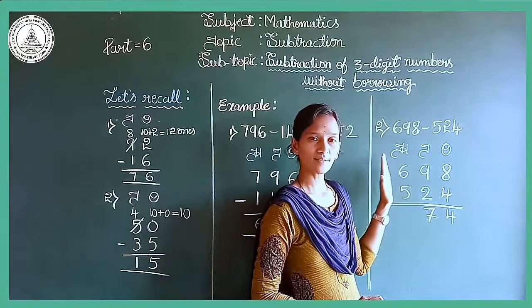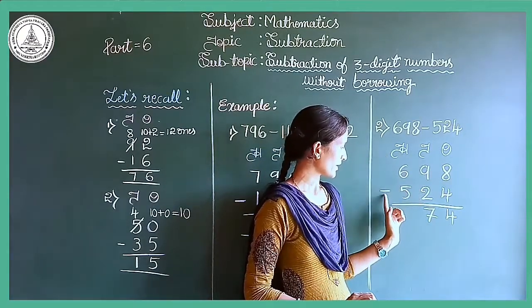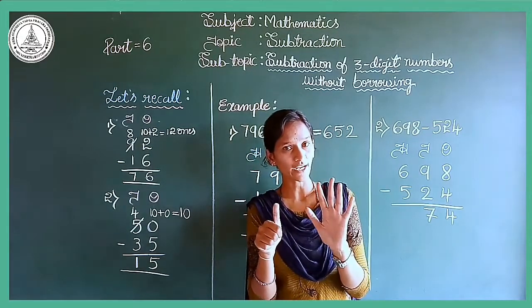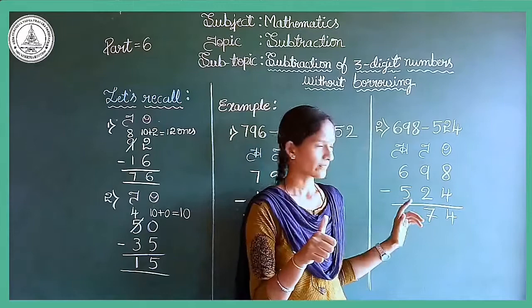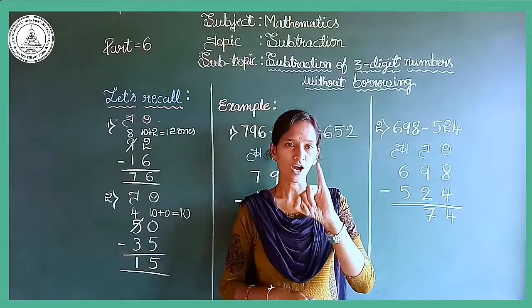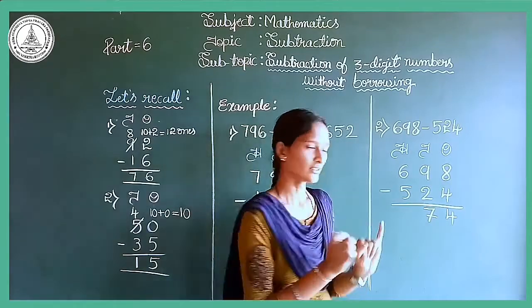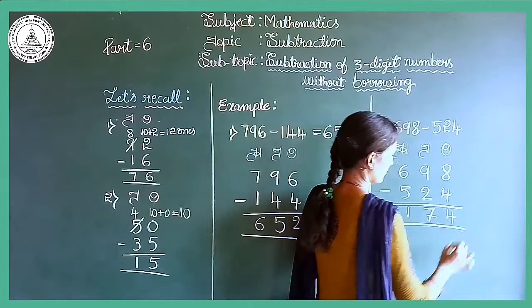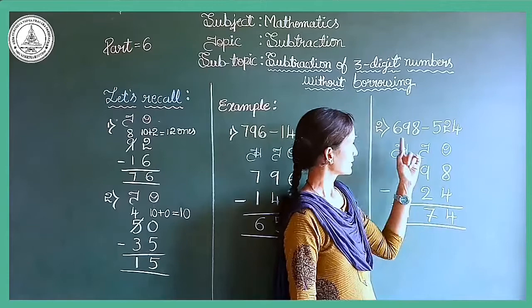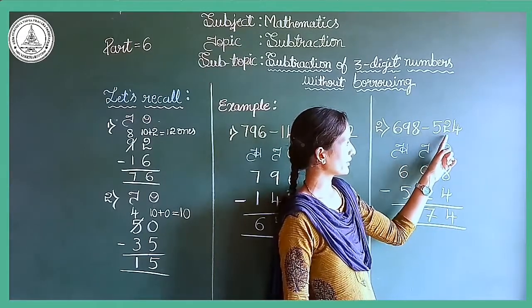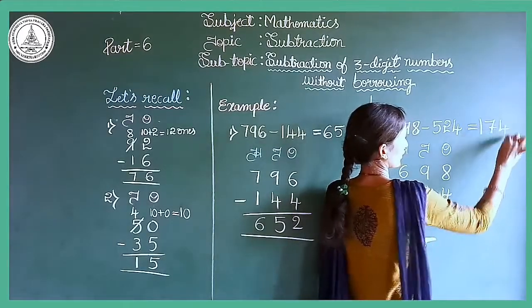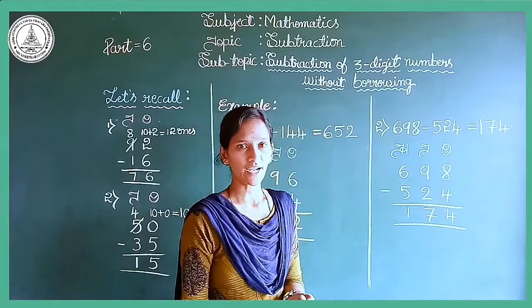So come to the last column, that is hundreds. 6 minus 5. See, here are 6 fingers. In that you have to subtract how many? 5. See here, 1, 2, 3, 4, 5. So how many fingers are left here? Only 1. Write down here 1. So what is our difference? 174. 698 minus 524 gives 174 as the difference. Right?